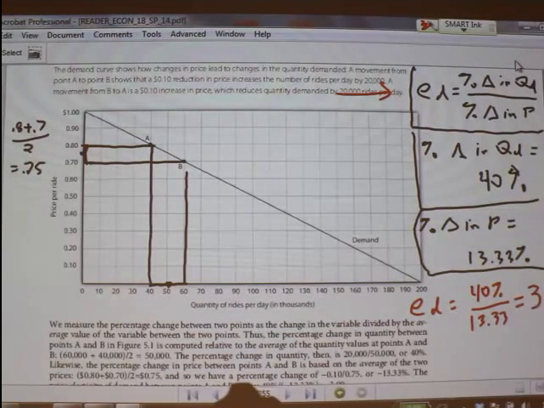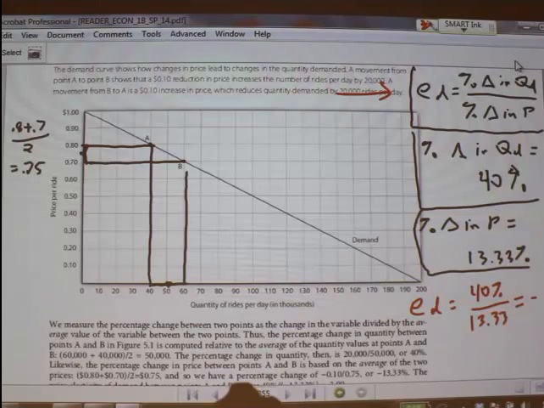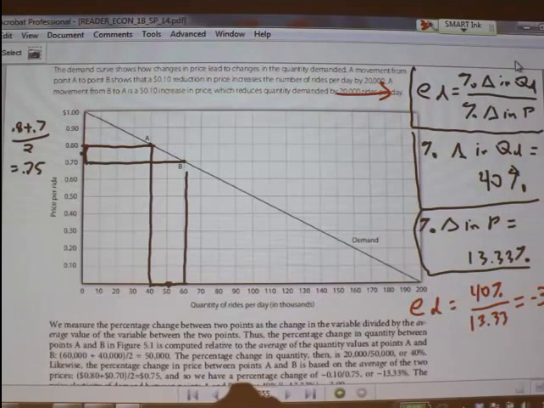3. I forgot to mention something important. This would be negative. So this should be negative 3. Let me emphasize that a little more clearly. Negative 3. And why is that? Well, if we go from A to B, we have a decrease in price, right? And that leads to an increase in quantity demanded. So there, the percentage change in price would be negative.